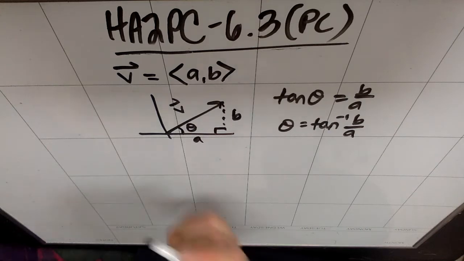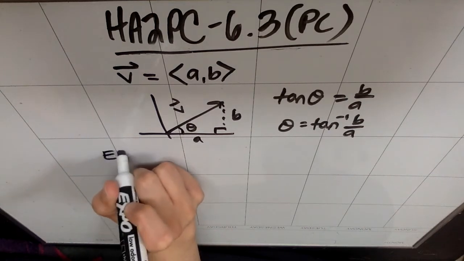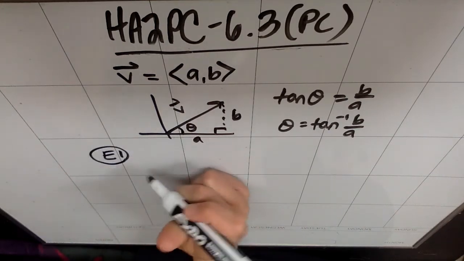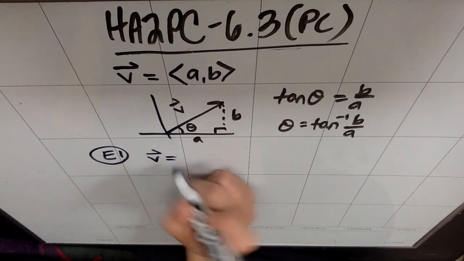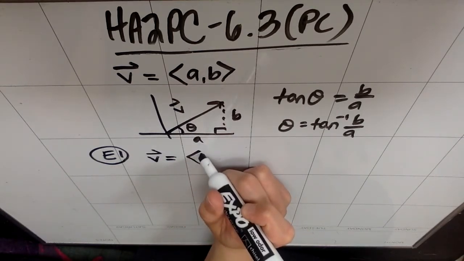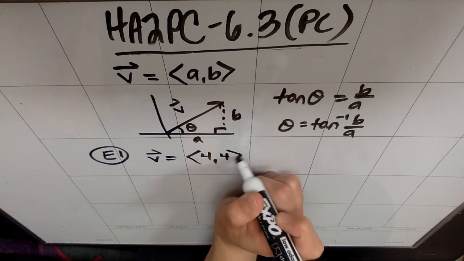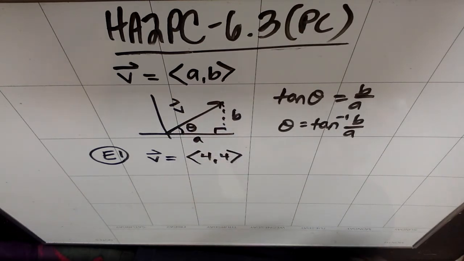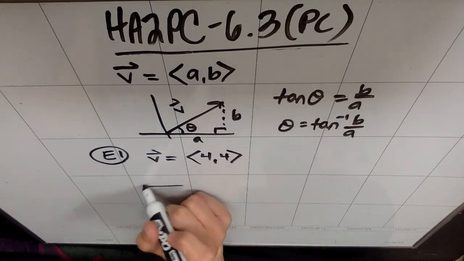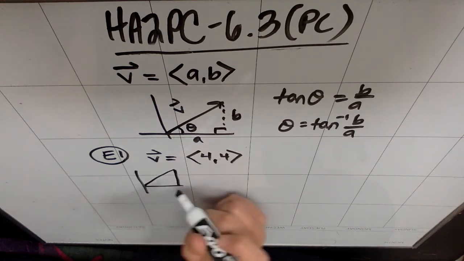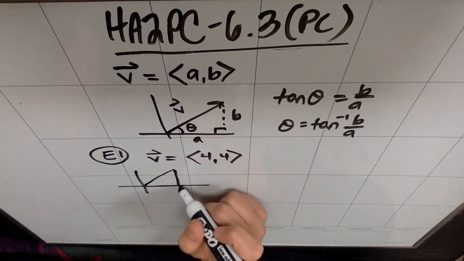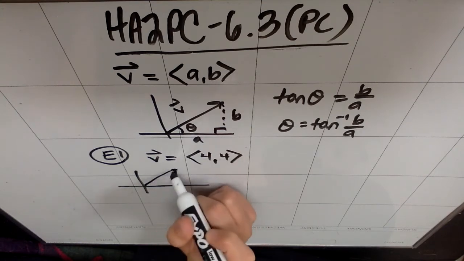So we're going to do this in an example. We're going to start with, we're going to say that vector v is 4, 4. So if you were to look at this picture, this is definitely in quadrant 1, because you're going 4 units horizontally and 4 units vertically. So you're definitely in quadrant 1.